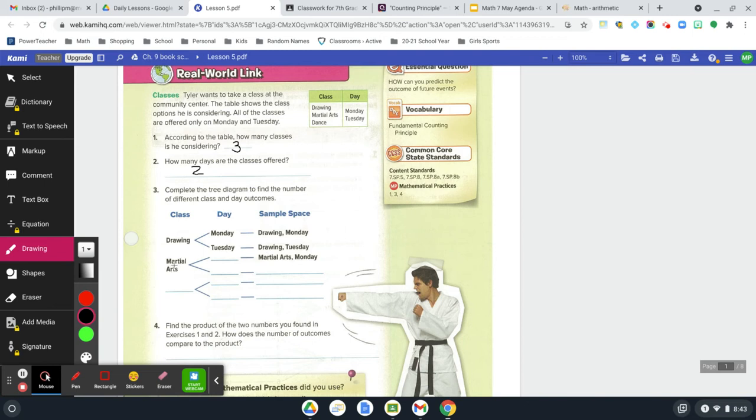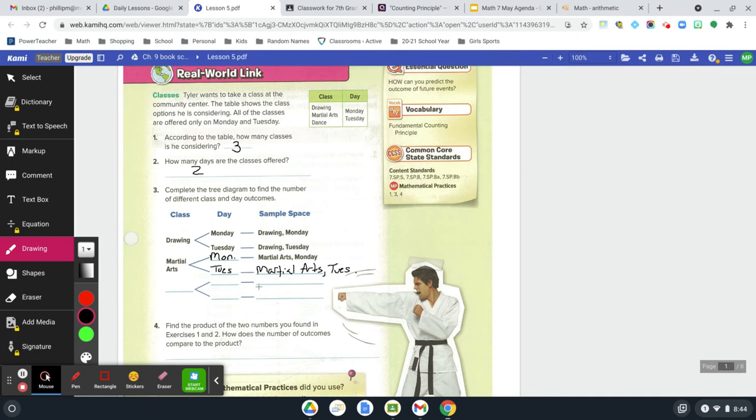Martial arts is the next class that's offered. So notice we have to fill in the blanks here. So martial arts was also offered on Monday, and I'm just going to abbreviate here, and Tuesday. Those are the 2 days. So now we're starting to use those branches, the next event, the days that it's offered. And so he could take martial arts on Monday. That's one possible outcome. He could take martial arts on Tuesday. So we're going to write that. Martial arts Tuesday. And I'll abbreviate there too.